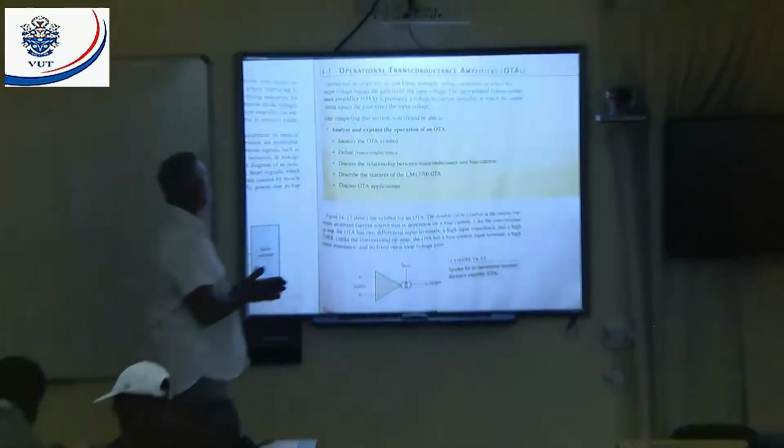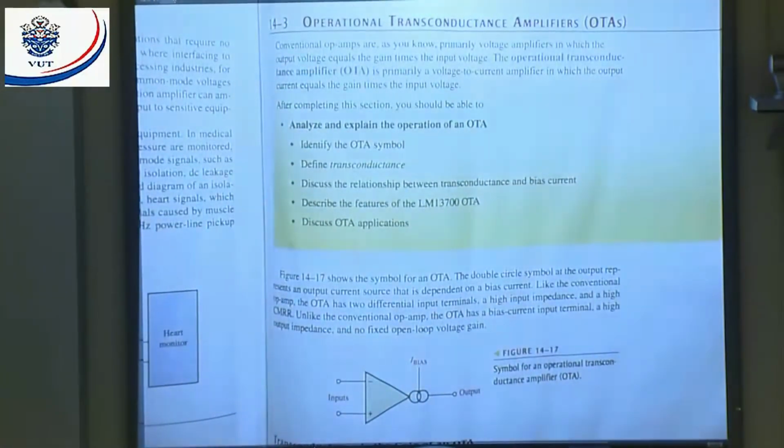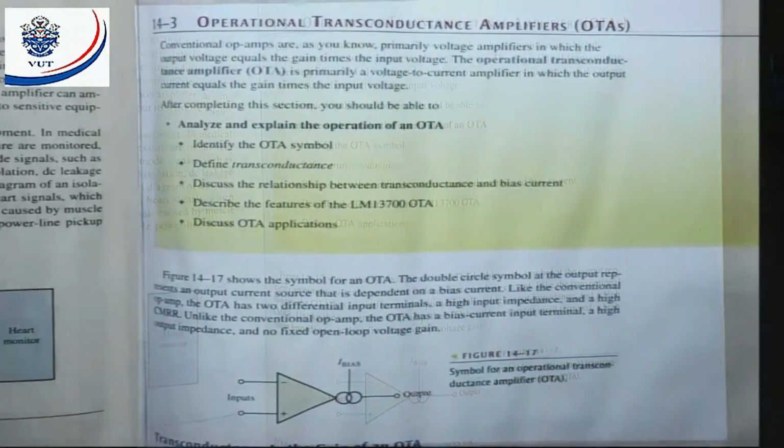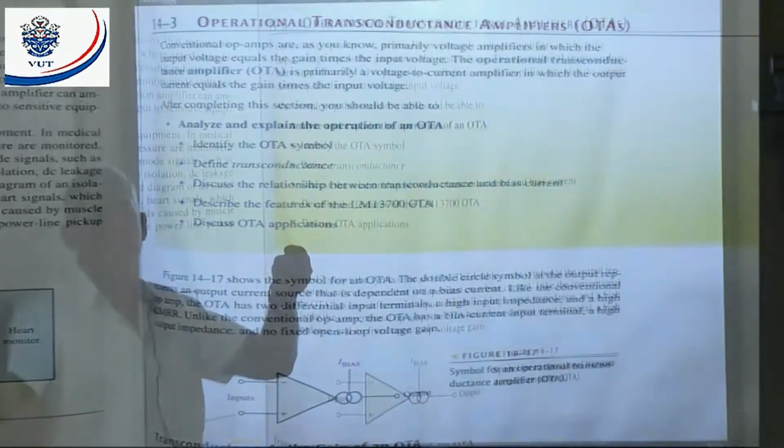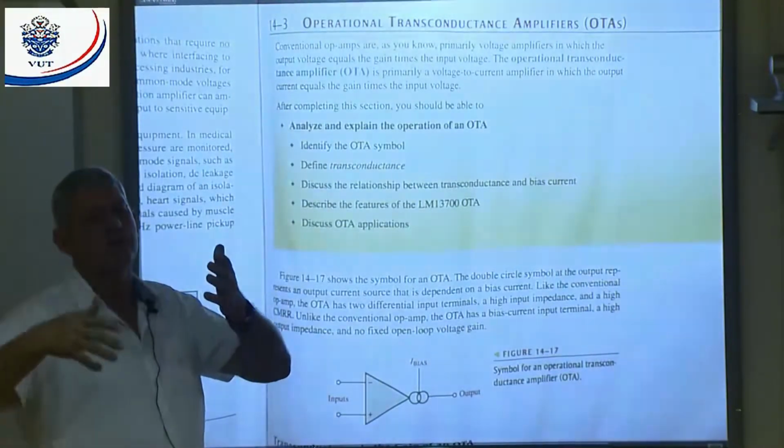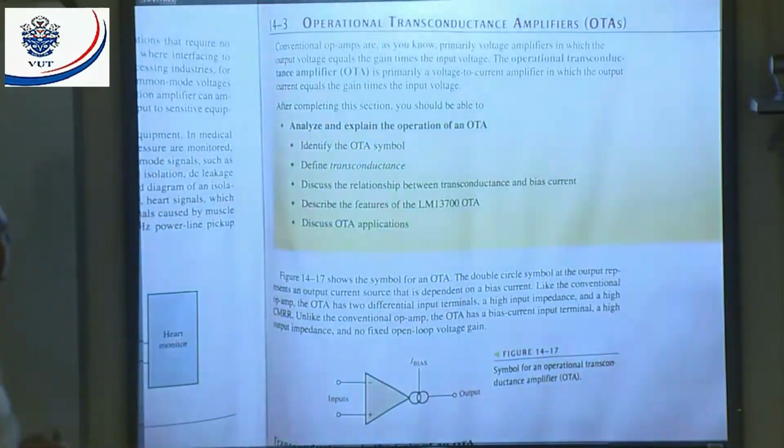All right, they say conventional op-amps are, as you know, primarily voltage amplifiers. Op-amps normally amplify voltage, in which the output voltage equals the gain times the input voltage. That means you put in an input voltage, you amplify, and you will get a certain output voltage, normally a few times larger than the input, all right.